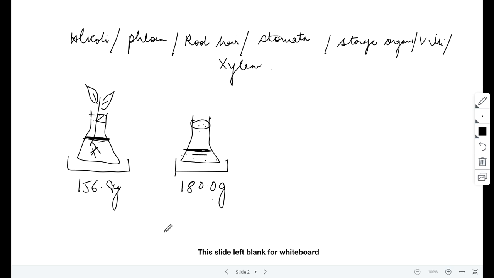Now the second one is, can you suggest an explanation for the difference between the two masses? This is for 2 marks. Then what will you write for a 2 marker question? Would you say the plant has absorbed some of the water, so that makes it lighter?